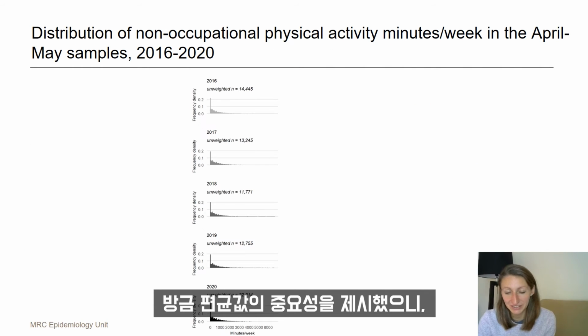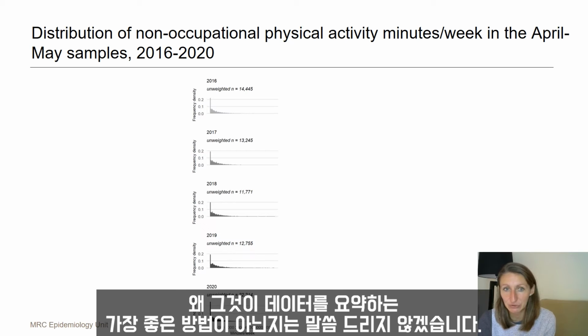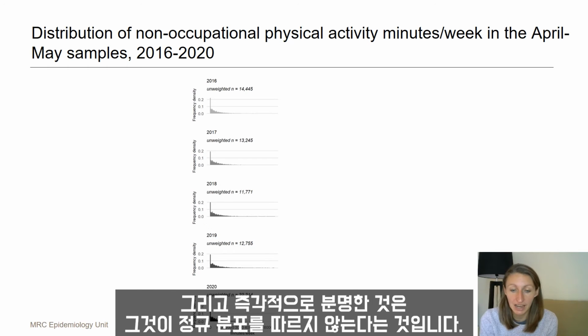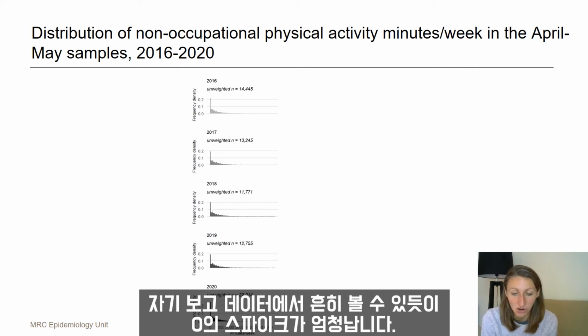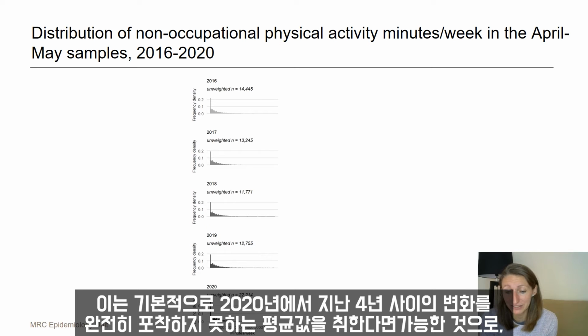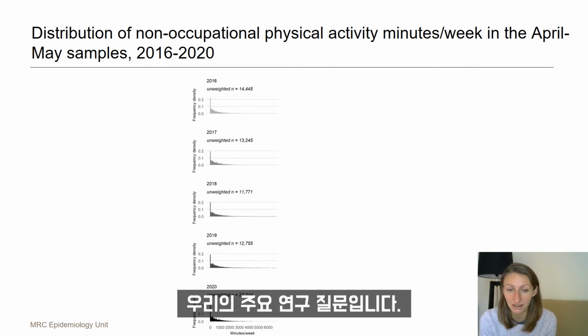Having just presented a load of mean values, I'm now going to tell you why that's not the best way to summarise the data. Here in this slide, I'm showing you the frequency density distributions of non-occupational physical activity across the 5 years of data. And what's immediately obvious is that it's non-normally distributed. We have a huge spike of zeros, as is common in self-report data. And then the rest of the distribution is actually more like a gamma distribution. But essentially, if you take a mean value, that's not going to fully capture what's going on in terms of changes between 2020 and the previous 4 years, which is our main research question.